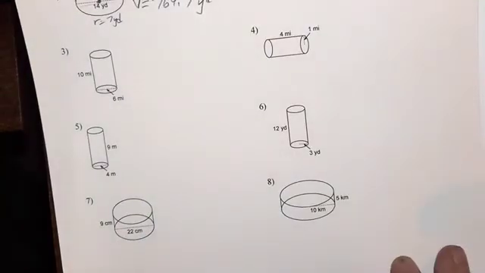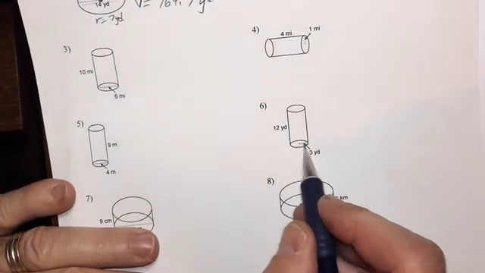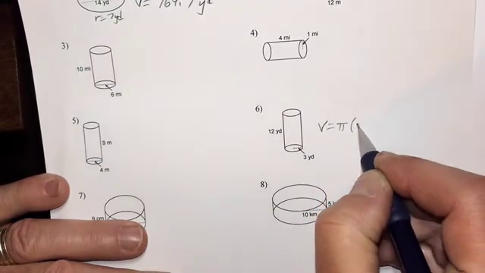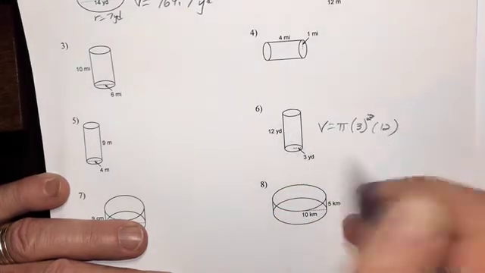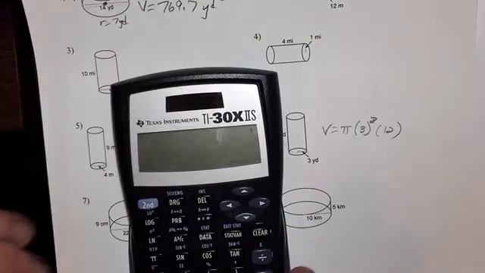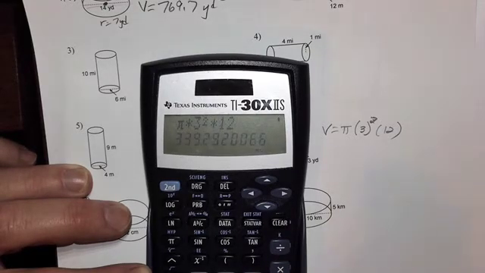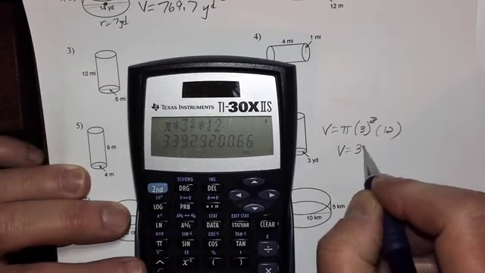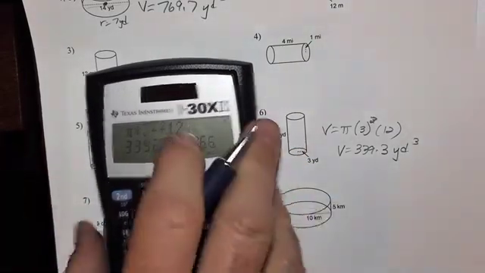We're going to go down here. Let's look at this one. So they give me the radius, they give me the height. Volume then is going to be pi times the radius, which is 3 squared, times the height, which is 12. Take your calculator and you go pi times 3 squared times 12. And I get 339.3, and that is cubic yards.